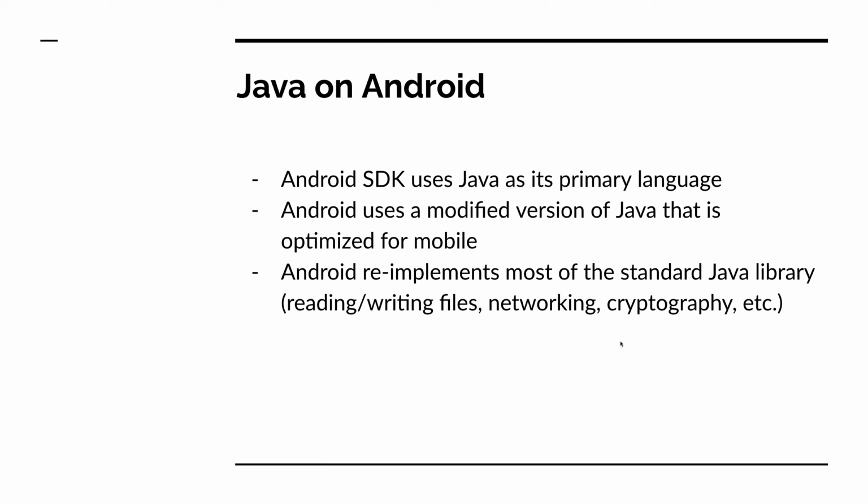So on Android, Android itself uses Java as its primary language. And what's interesting is that Android uses a modified version of Java that's optimized for mobile. The reason for this is that Android runs on quite a few different devices, and they can range pretty heavily from very low-end specs, very low-end processor and RAM, to the newer phones that have pretty good GPUs, pretty good CPU and memory.